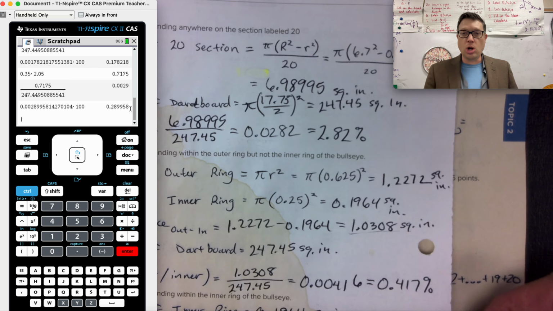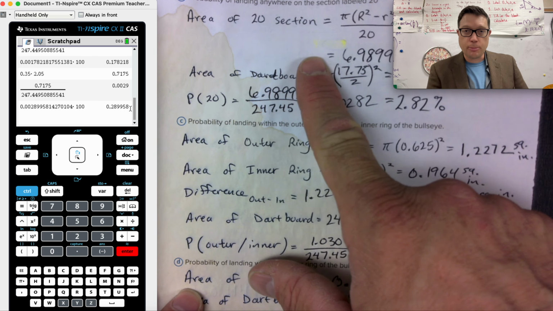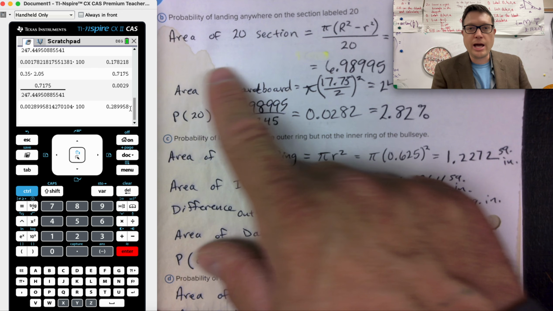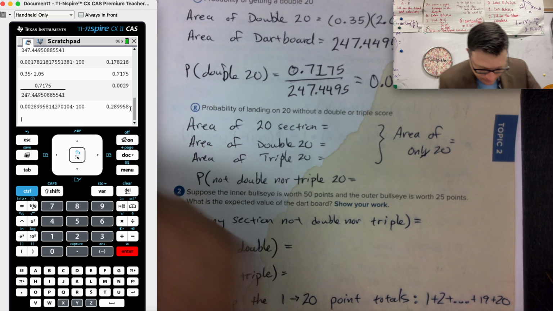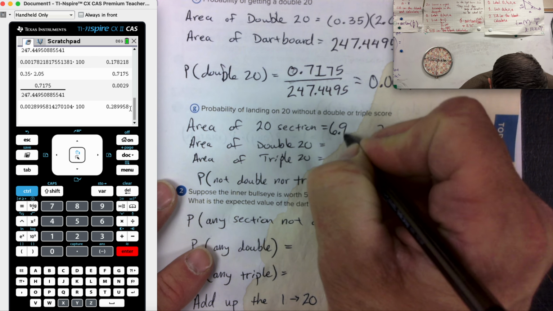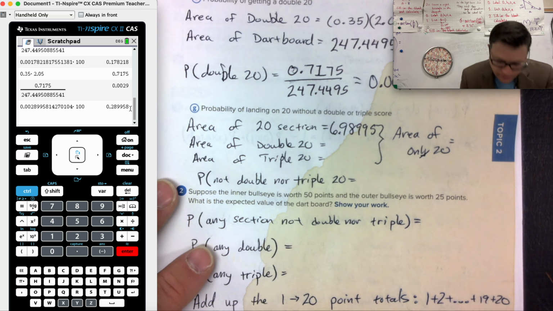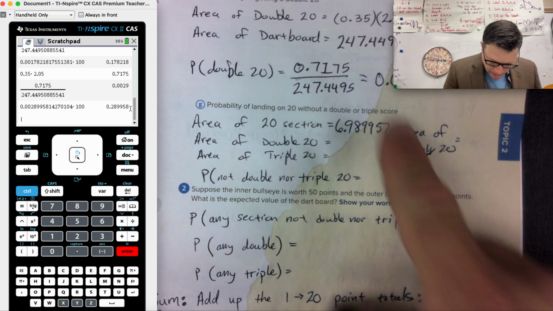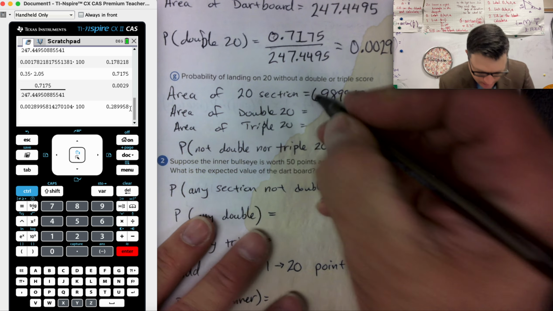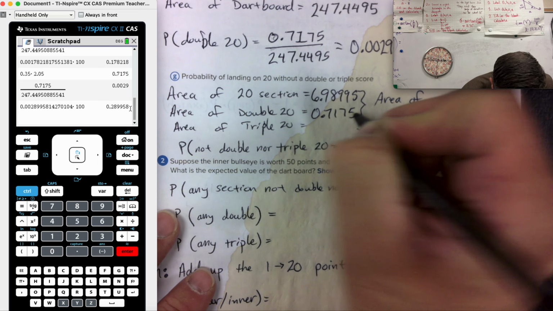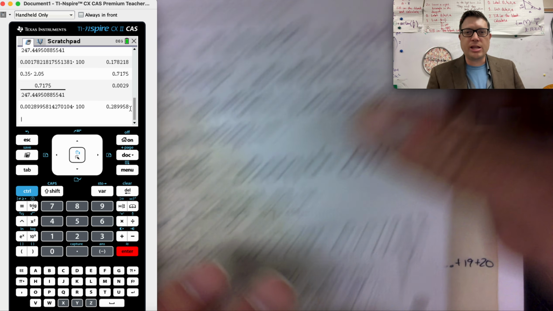I already have all of this information. We calculated in the previous video, on the previous page, the area of the 20 section, all of it, to be 6.98995, and of course, that's square inches. Then we calculated the area of the double 20 to be 0.7175, and we've also calculated the area of the triple 20, 0.441, of course, square inches. All of those calculations are in that calculator.